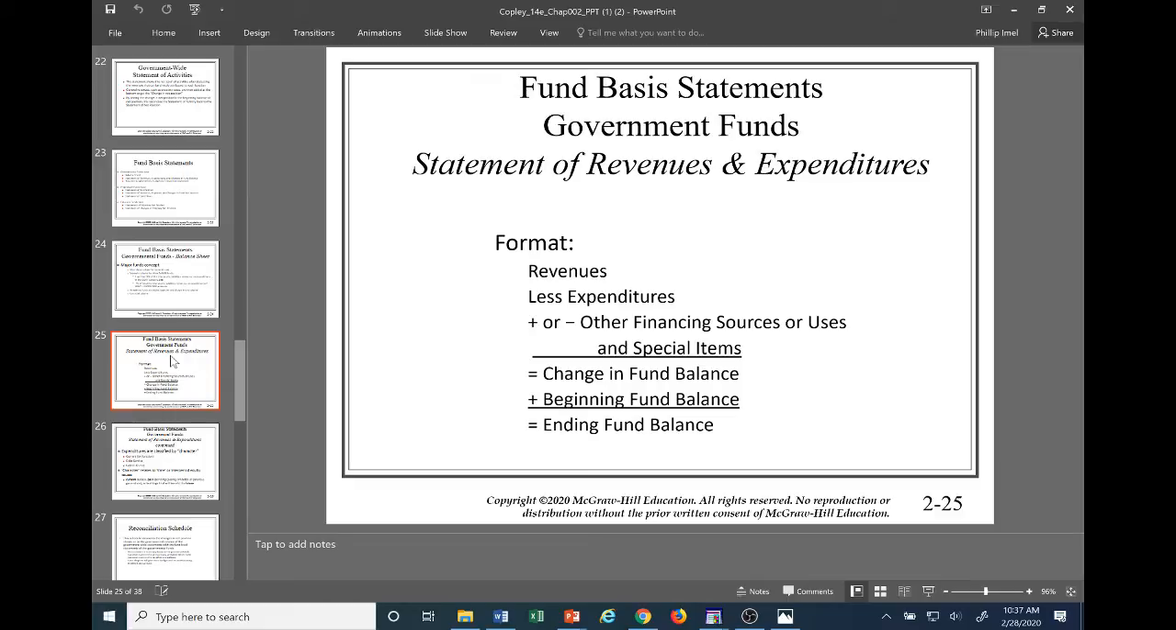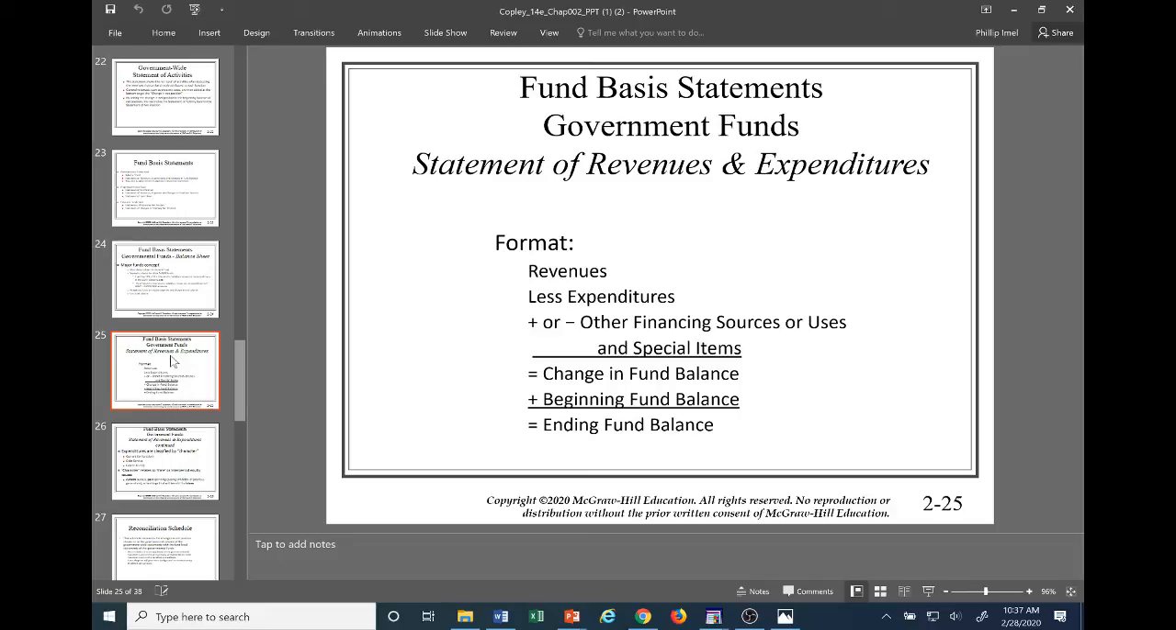And then from there, we do plus or minus other financing sources or uses. What are other financing sources and uses again? Transfers in and out, and then payment of long-term debt. No, not payment, but proceeds. Just bringing it in, issuing debt, right? Because remember, other financing uses is just transfers. There are only two sources: transfers in and issuance of debt. So awesome, that's it. And then it says and special items.